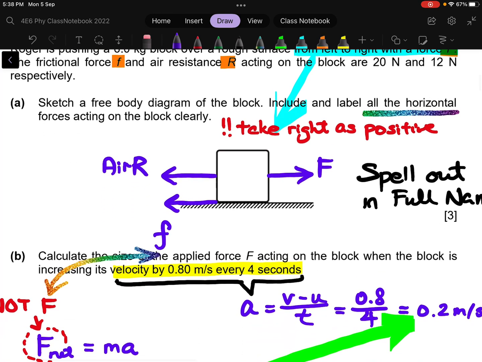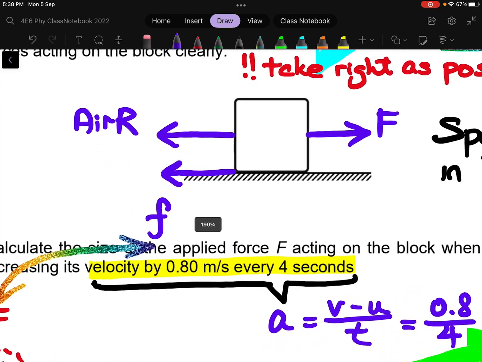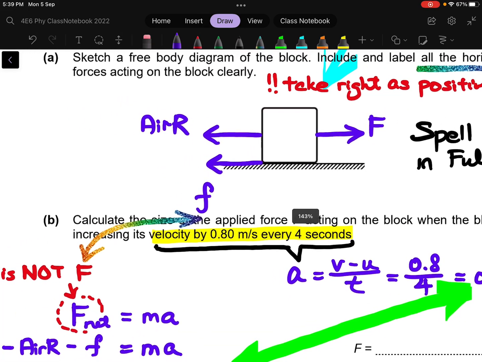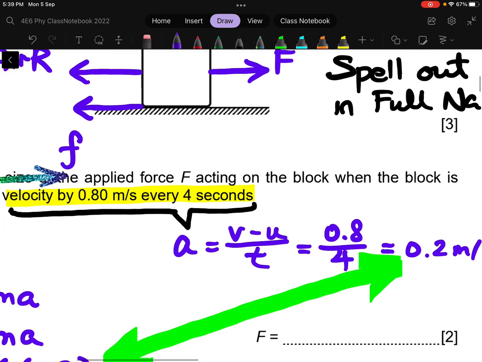Okay, in part A, most of you did it correctly. Remember, friction is actually a surface force, so I expect you to draw it on the floor. Then for part B, the common mistake is some of you take 0.8 as the acceleration.